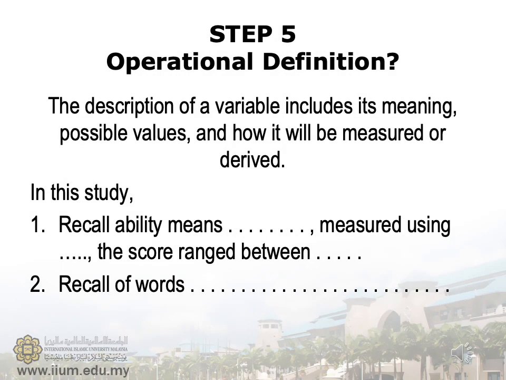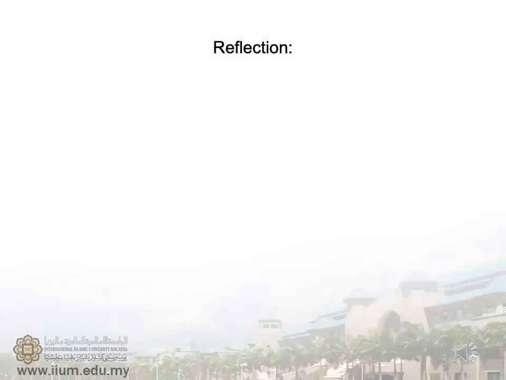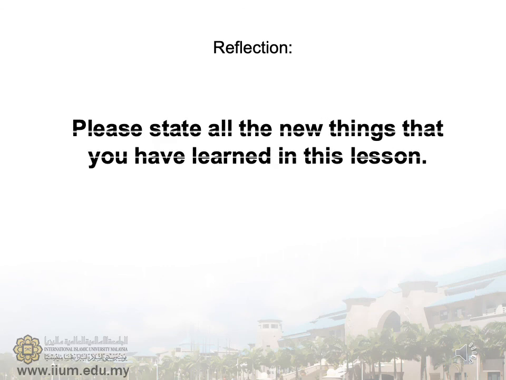The variable should be operationalized and defined. To present the operational definition of each variable, we should describe what it means, its possible values, and how it will be measured or derived in a study. Let's reflect. Please state all the new things that you have learned in this lesson.